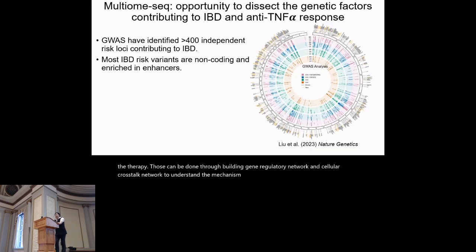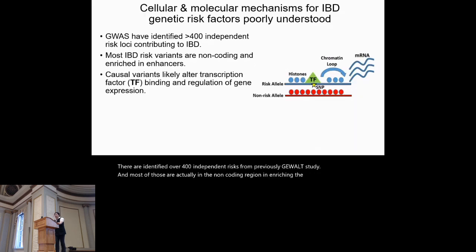Furthermore, even though the etiology of IBD has not been fully understood, genetics is known to play a very important role in the disease. Over 400 independent risk loci have been identified from previous GWAS studies, and most of those are in the non-coding region and enriched in enhancers. The mechanism of those non-coding variants has been poorly understood. If causal, they likely affect transcription factor binding and regulate gene expression.